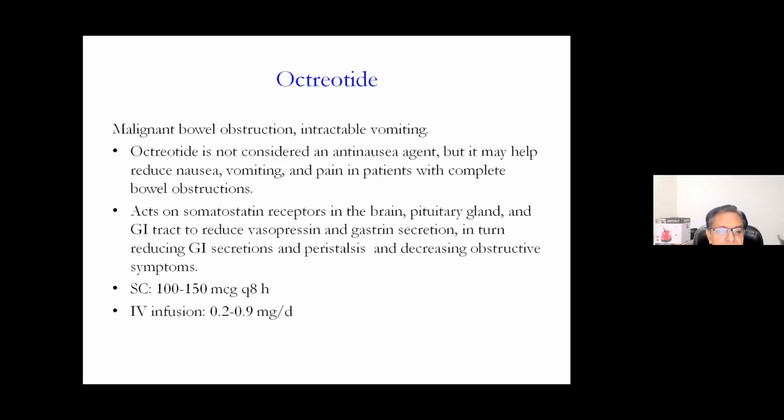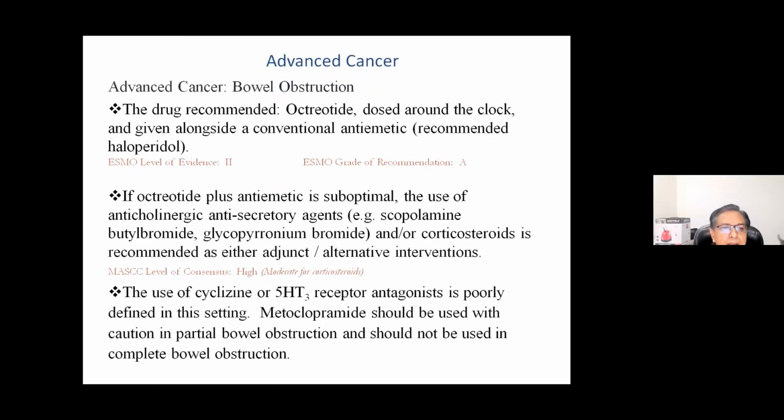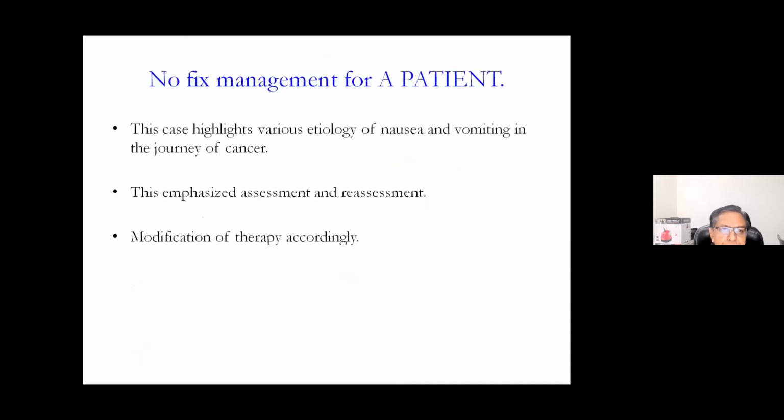The dose that is usually used is a subcutaneous infusion of 100 to 150 mcg, which can be repeated every 6 to 8 hourly, or it can be given as a continuous infusion of 0.2 to 0.9 milligram a day. In patients with advanced cancers, we can think of a combination of all those drugs for these patients. And as I mentioned, a combination of drugs would be required with this bowel obstruction.